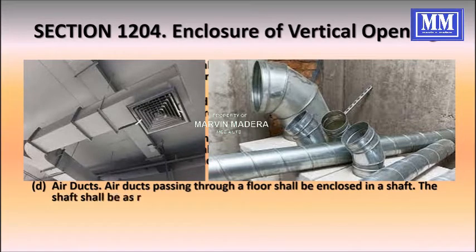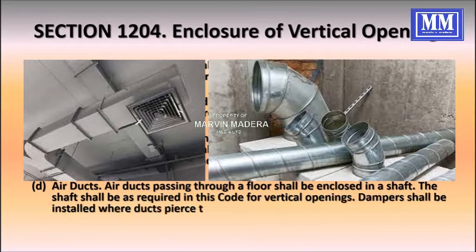Air ducts passing through the floor shall be enclosed in a shaft. The shaft shall be as required in this code for vertical openings. Dampers shall be installed where ducts pierce shaft enclosure walls.